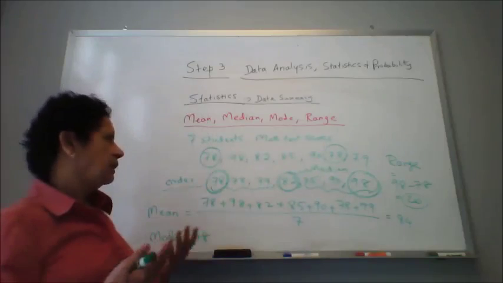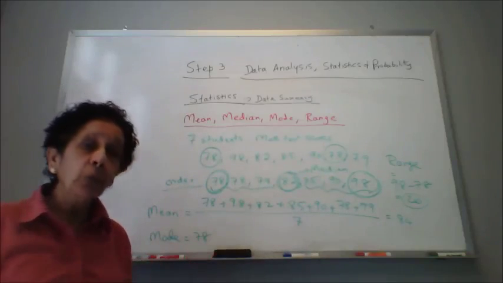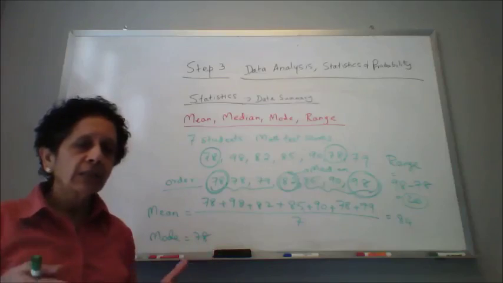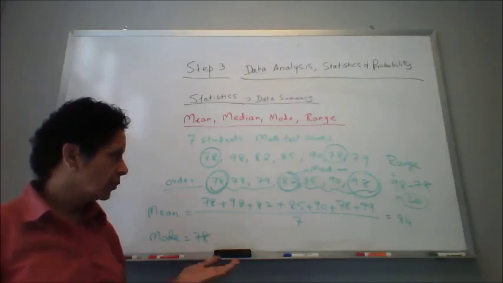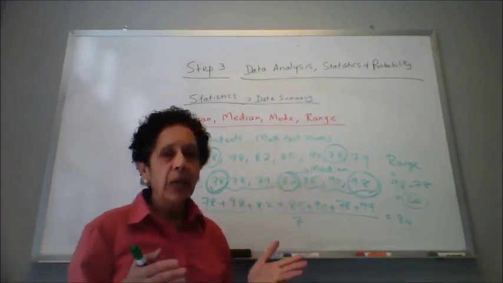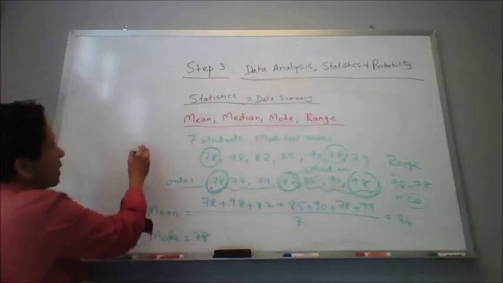Similarly, another example: the median is used to summarize house pricing information. So in Peoria, Illinois, for example, what is the median house price? Let's say the median house price is $40,000.